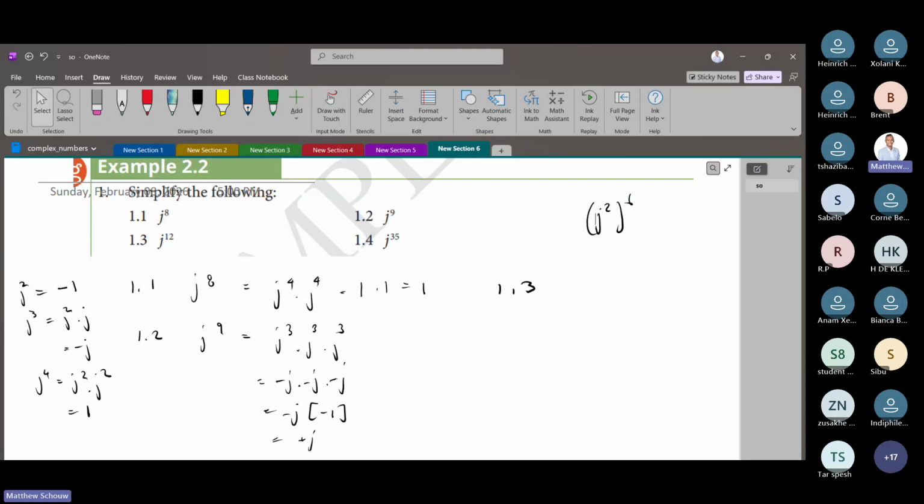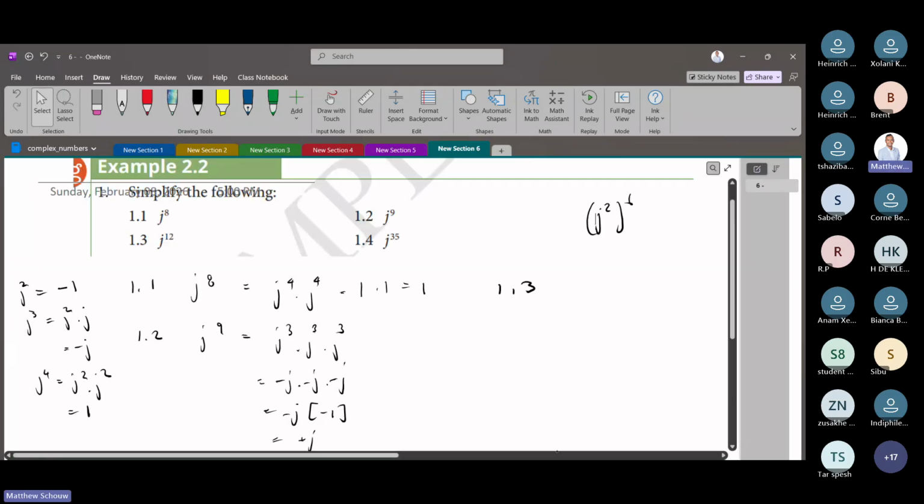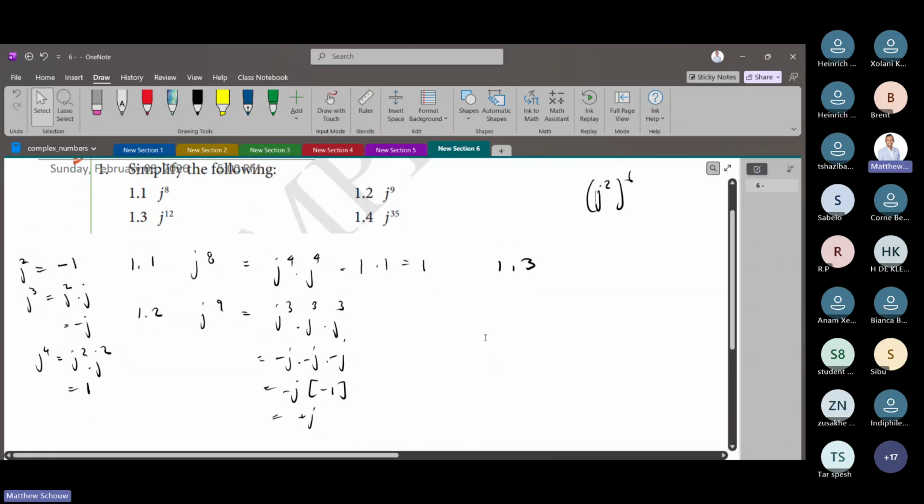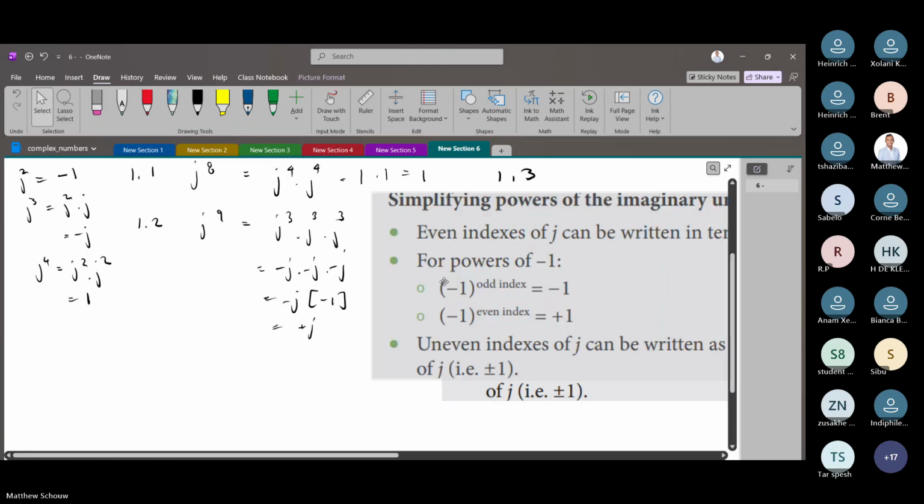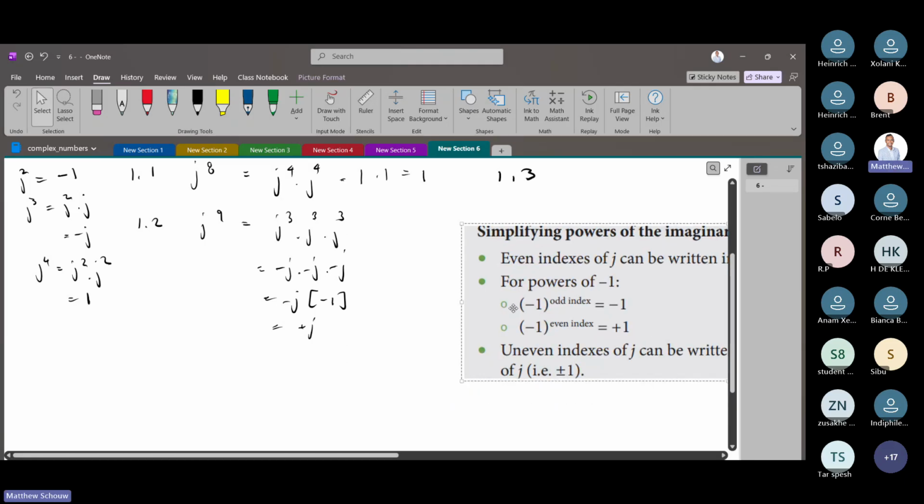And that's what I meant by those powers. I'll put it up here. So I always try to work with J squared, which is a lot easier. We know it's -1 and we know J4 is 1. We can try 1.4, which is J35. We can do 7. There are many ways to do that one.